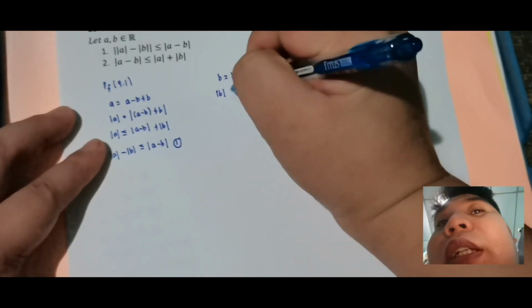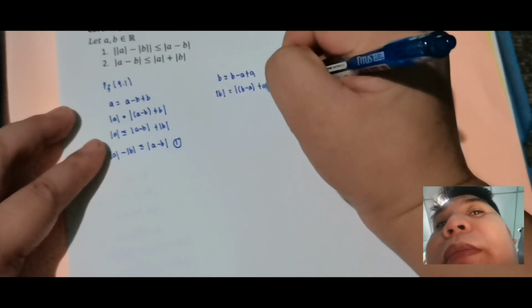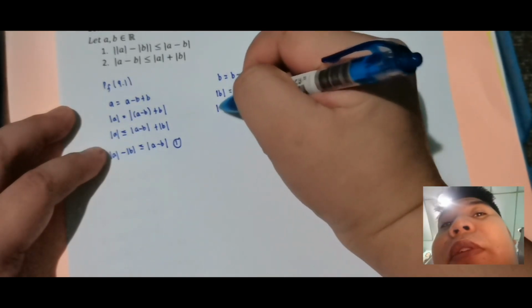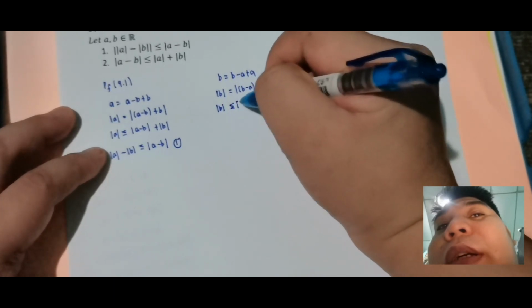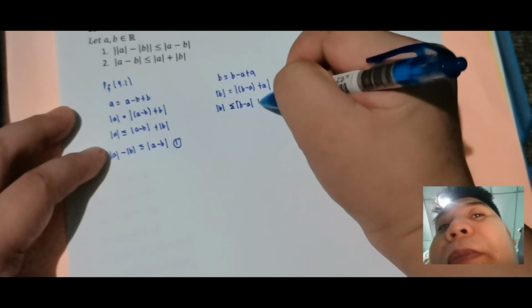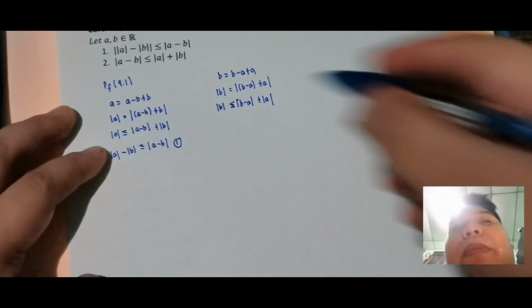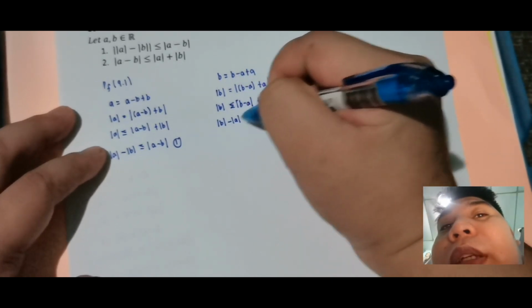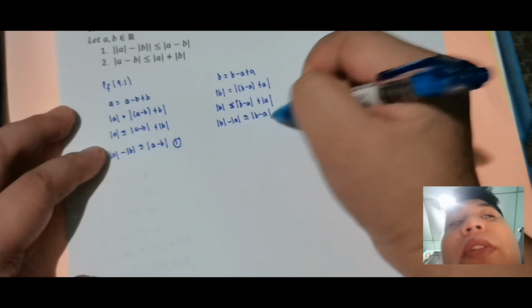So, observe na pag ginawa yung absolute value, that is absolute value of B is equal sa absolute value ng B minus A plus A. So, similar lang ako ng ginagawa. Then, that is absolute value of B is less than or equal sa absolute value ng B minus A plus absolute value of A. Okay, then transpose din natin si absolute value of A, that is absolute value of B minus absolute value of A less than or equal sa absolute value ng B minus A.